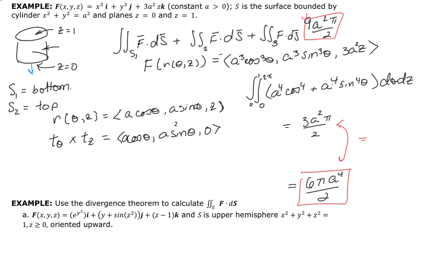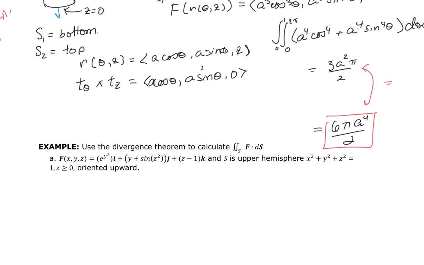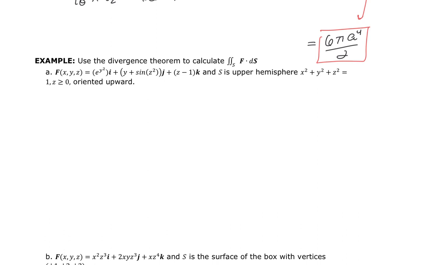So was it faster to do the divergence theorem? Oh, heck to the yeah, right? Can I always just jump to the divergence theorem and ignore the left-hand side? Mostly. In this next example, if I were to ignore the left-hand side in its entirety, I would get the wrong answer.